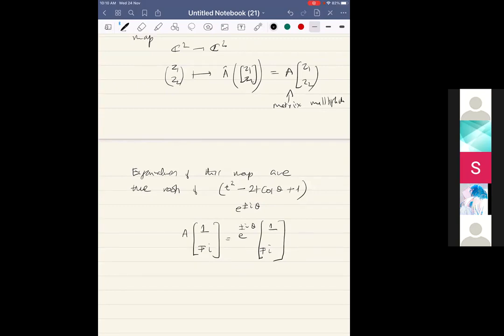And there are corresponding eigenvectors which do form a basis of C2. So the vectors (1, plus or minus i)... I have to be a bit careful here.